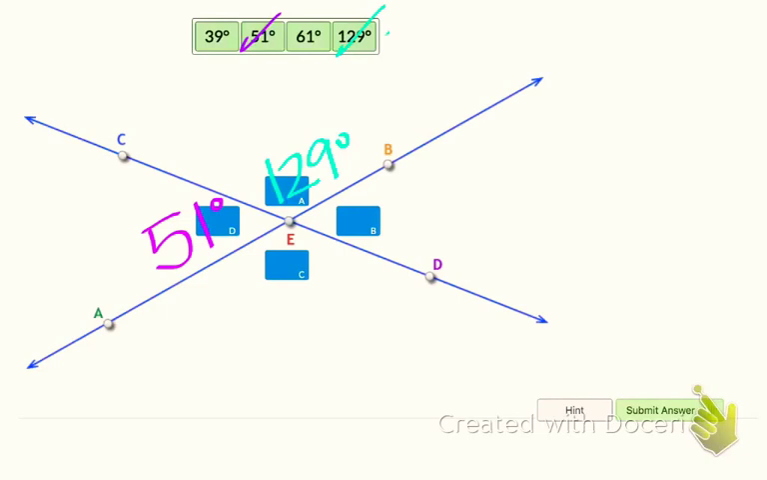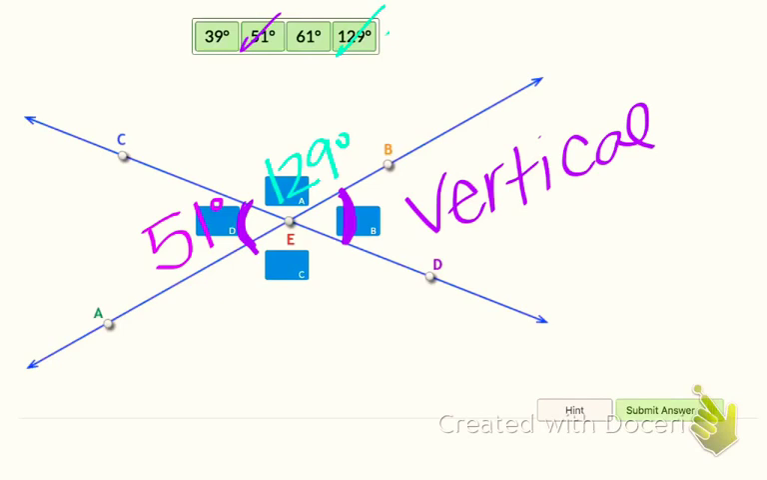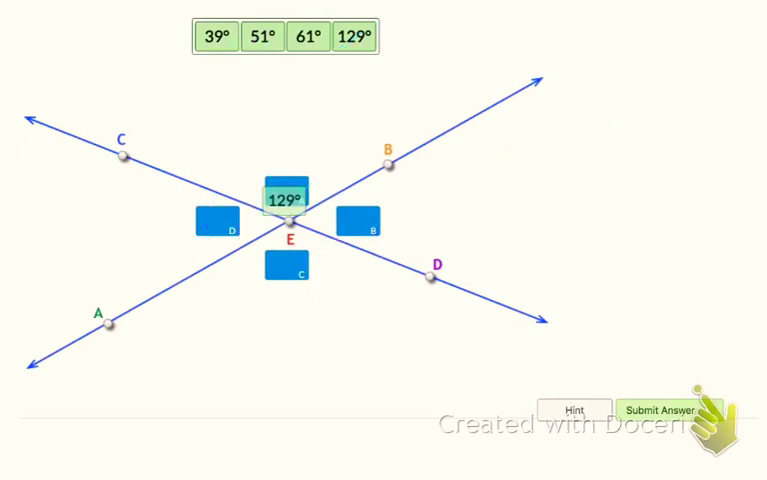So the next thing I can notice is that this angle here, CEA, which is 51, is also going to be equal to its vertical angle, because vertical angles are equal to each other, so that vertical angle is also equal to 51. And then the same would go for this other angle that's up top. So we've got the 129 CEB, but if we look at AED, that's a vertical angle, so that one's also 129. So I'm going to plug those in and see if they're correct.